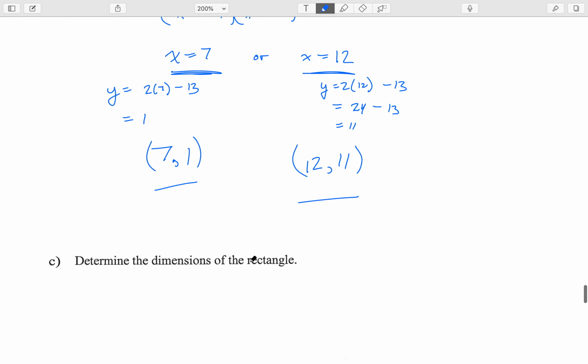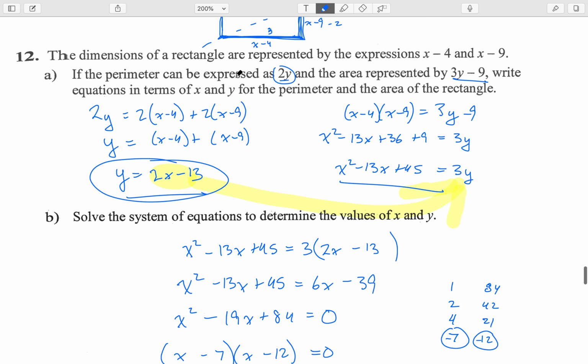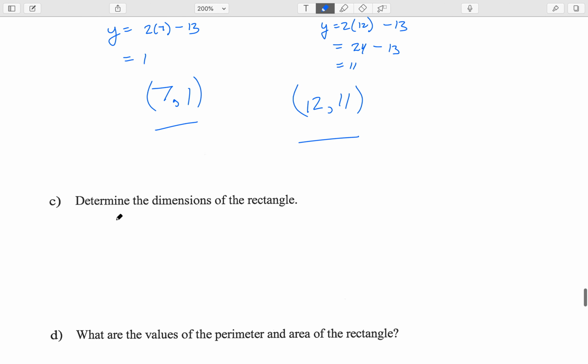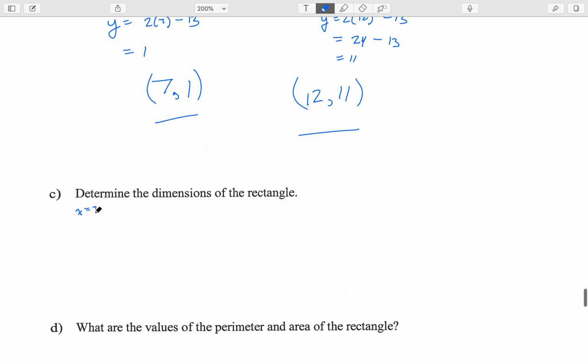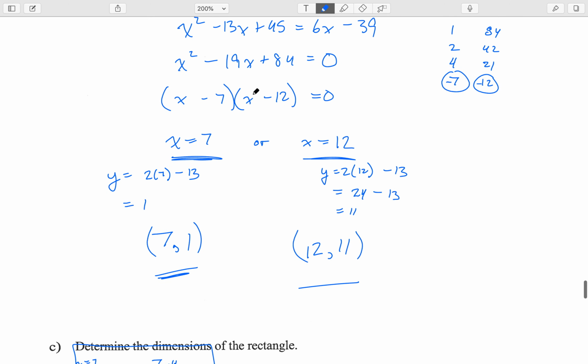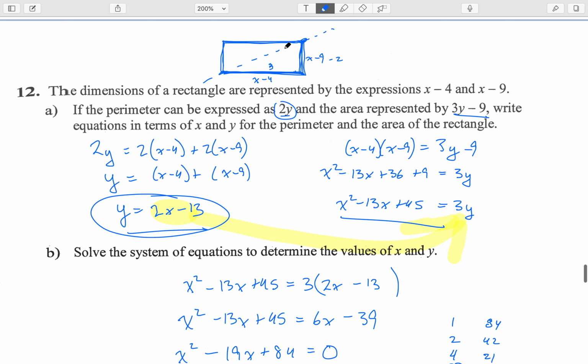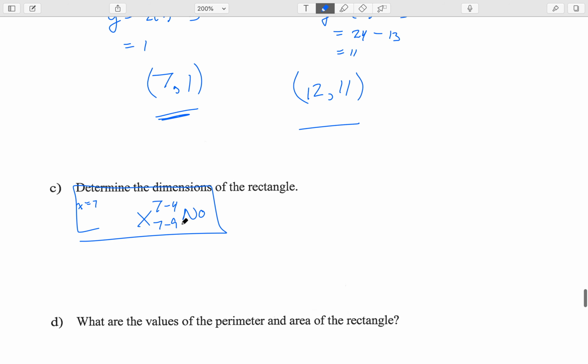Determine the dimensions of the rectangle. Okay, so remember the dimensions we said were x minus 4, x minus 9. So if x is 7, I get 7 minus 4 and 7 minus 9. No, it doesn't work, right? So even though this is a solution for this system here, it doesn't work in the original rectangle. So that's why I'm going to have to throw this one away.